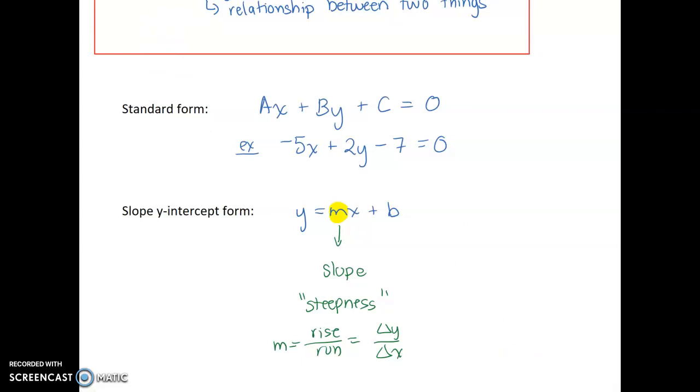The other information that we get from the slope y-intercept form is the y-intercept, which is the b. This plus b can be all sorts of things. It could be negative, it could be positive, but basically it just tells you where along the y-axis the line crosses. So we call that the y-intercept.